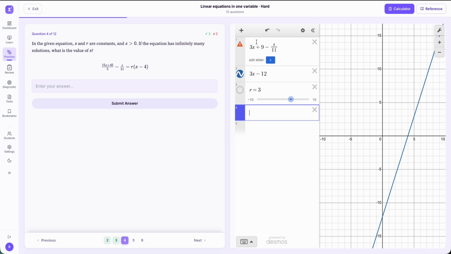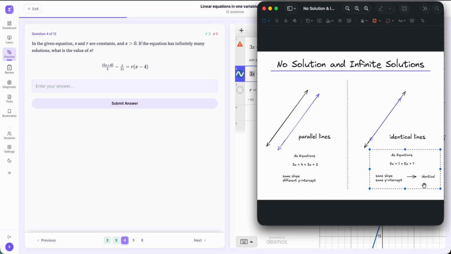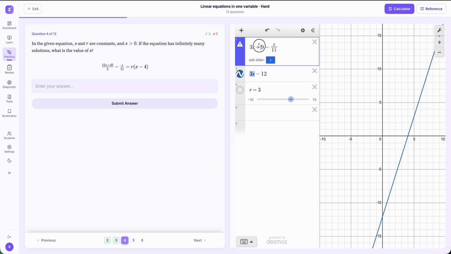Now, you see the slopes match, 3x, 3x, but everything has to match, right? We said they got to be identical. Same slope, but also same y-intercept. So the y-intercept for this equation is (9 minus s)/11. That has to equal negative 12. So we write (9 minus s)/11 equals negative 12.